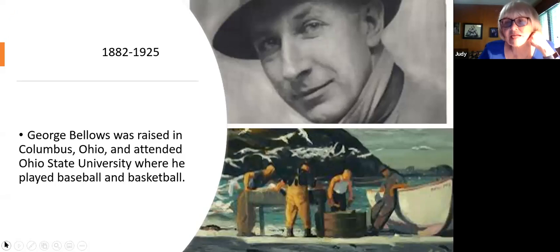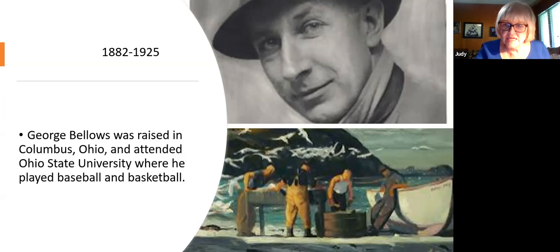Okay, now this brings me to George Bellows, who painted the cliffhangers. George Bellows was raised in Columbus, Ohio. He attended Ohio State University, where he played baseball and basketball. I'm pointing it out because he became very well known for the sports scenes that he depicted. But not only. At the bottom under his face here, you see fishermen at work. So again, working class. We don't have this painting. And he lived from 1882 to 1925.